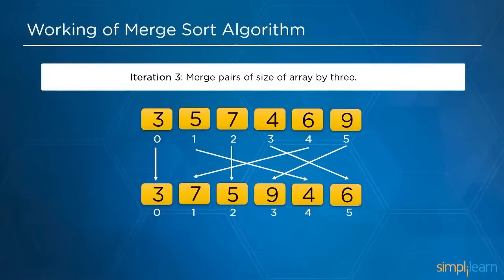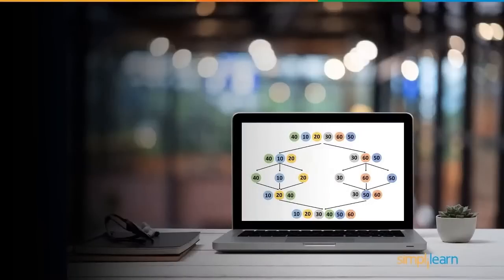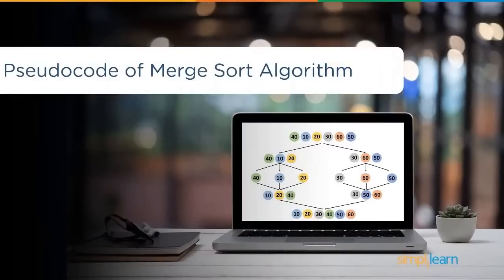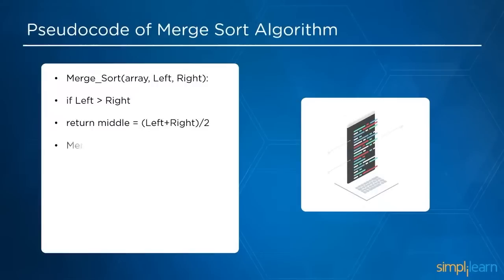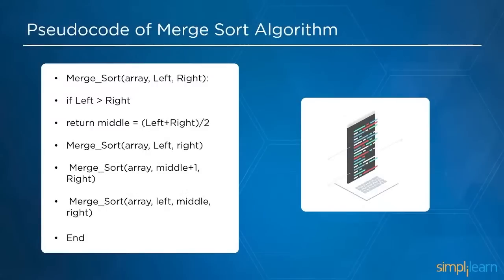After understanding the working procedure of the merge sort algorithm, we will now see the pseudocode of the merge sort algorithm. We have a function called merge sort in this pseudocode, and the parameters of the function contain an array named array and 2 variables named left and right. If left is less than right, we will get a middle using the formula (left plus right) divided by 2.